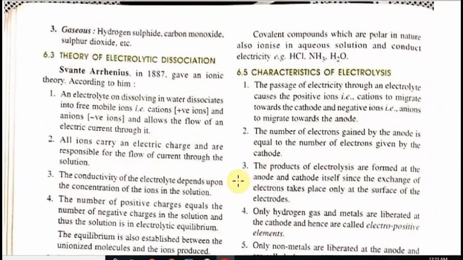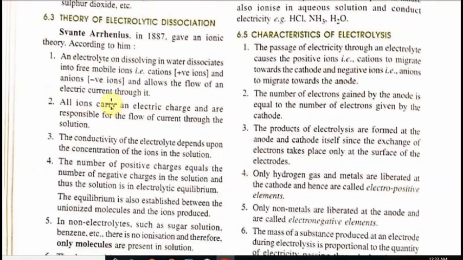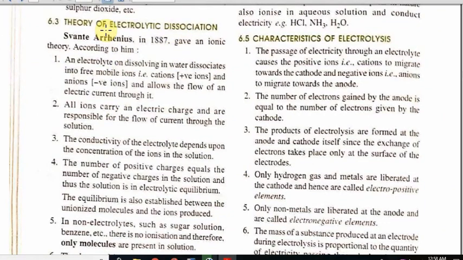Next point in this particular topic is theory of electrolytic dissociation. We will cover it in great detail. Theory of electrolytic dissociation. Svante Arrhenius, a Nobel Prize winning scientist of European origin, gave the ionic theory. There are actually 6 points. We will cover them. An electrolyte on dissolving in water dissociates into free mobile ions, that is cations and anions, and allows the flow of an electric current through it.